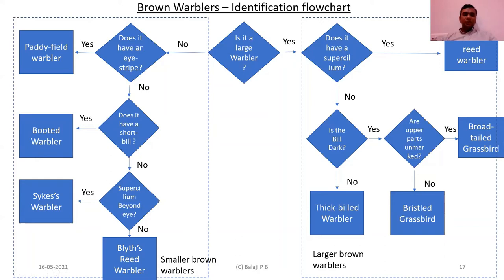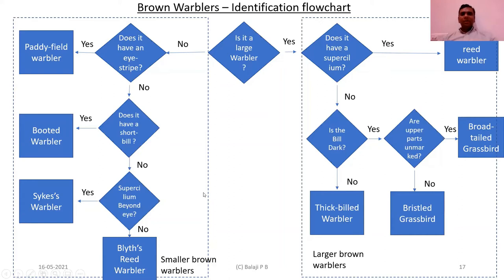If the answer is no, the bill looks fairly long, we have to ask the question, supercilium, does it extend beyond the eye or does it get restricted to the eye? If it extends beyond the eye, it has to be a Sykes's warbler. If it ends right at the eye, doesn't extend, then it has to be a Blyth's reed warbler. Of course, there are other identification pointers also that you can use to confirm, like, for example, the olive color upper parts and things like that.